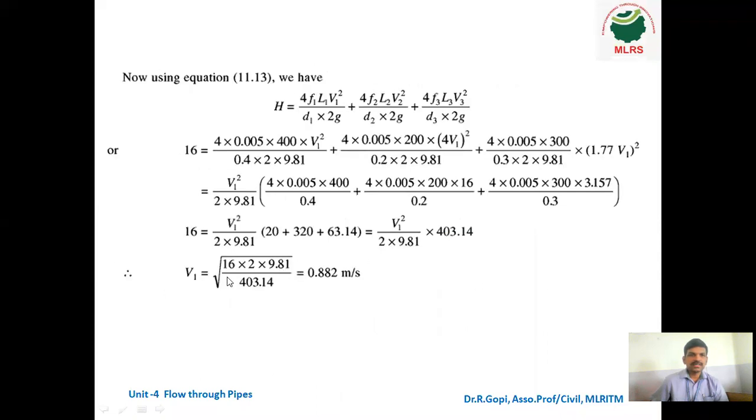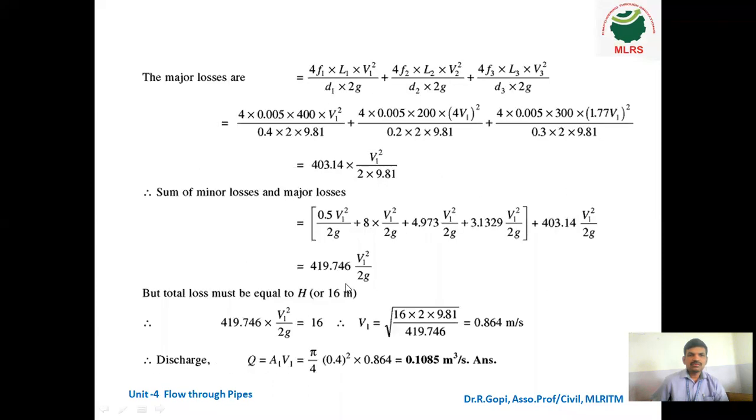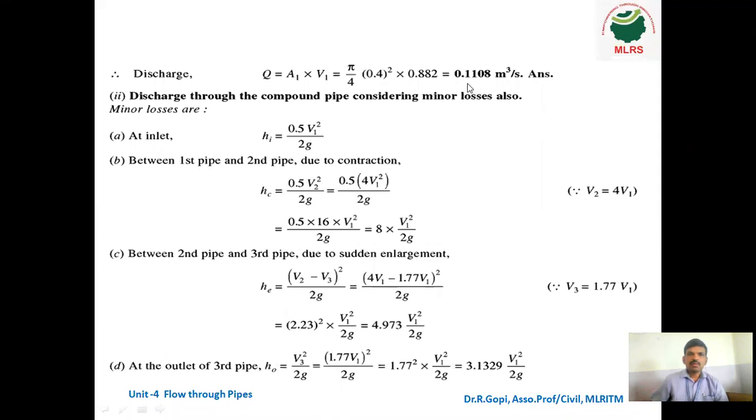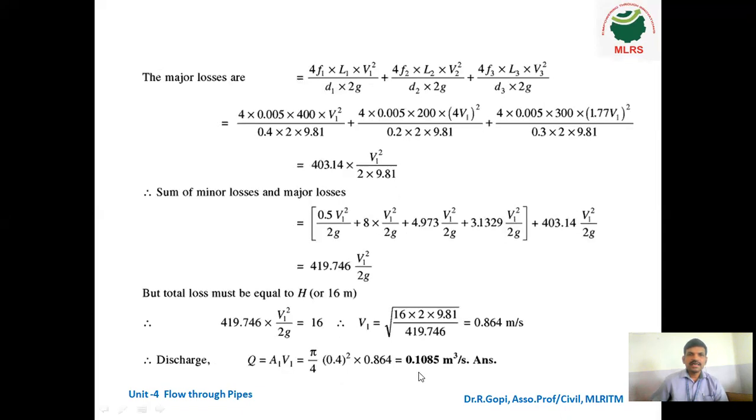What is the first case velocity? 0.882. So now here 0.864. So velocity is decreased while considering minor losses. And also you can see the discharge is 0.1108 meter cube per second in previous case. If you are considering minor loss, it is 0.1085. It is reduced. Okay, so always if you consider minor losses, compared to not considering minor losses, the discharge will be lower and velocity will be lower.